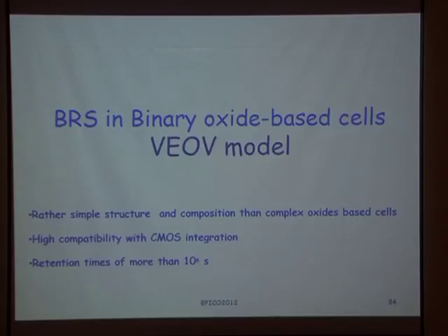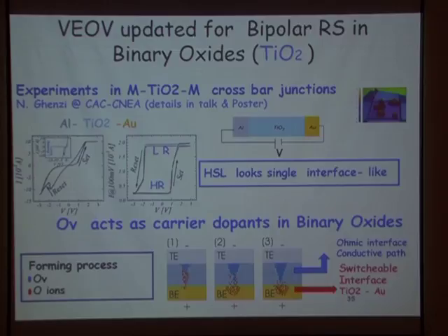And tell you some new results that we have on binary oxides. As I told you, up to now I have been talking about our model, which was motivated by complex oxides, inhomogeneities, oxygen vacancies, and this interface type of switching. Here, Nestor Gensi is going to give a talk on this titanium dioxide sample that he grew here in Buenos Aires, and he also has a poster, so details are going to be in his talk and in his poster. But I show you some measurements of his on these samples: aluminium, titanium dioxide, gold.